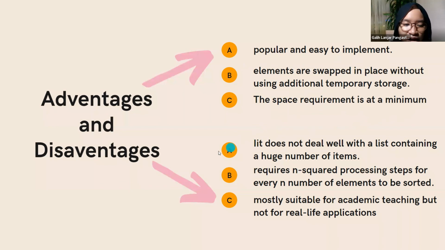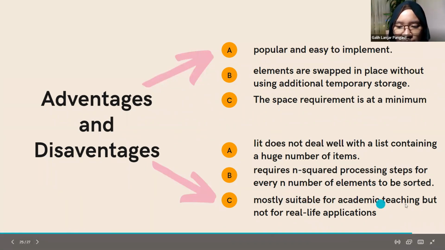And for the disadvantages, it doesn't deal well with a list containing a huge number of items, requires n-squared processing steps for every n number of elements to be sorted, and is mostly suitable for academic teaching but not for real-life applications, because bubble sort takes a long time in sorting the data.